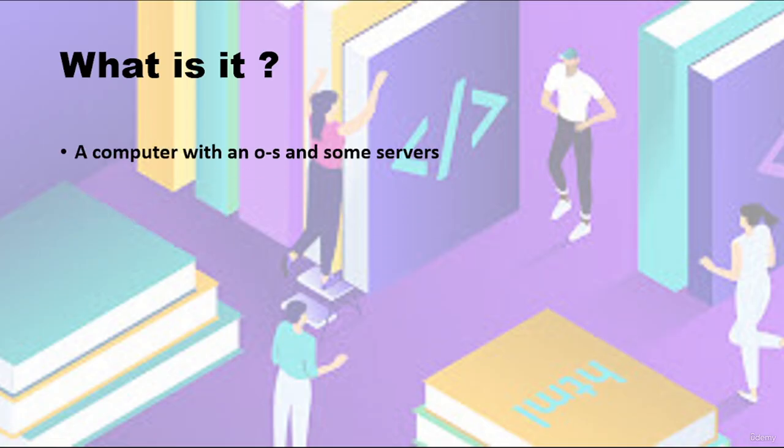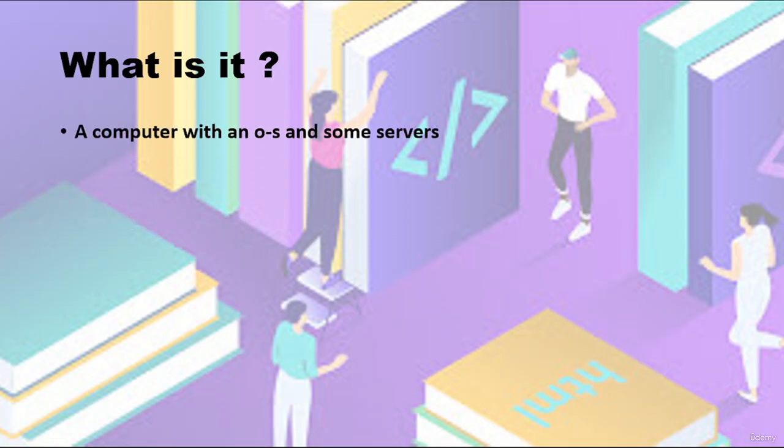So what is a website? A website is a computer with an operating system and some servers. It is basically a computer that has its own operating system. Maybe it's a Linux-based operating system, maybe a Windows-based one, but it has some servers like an Apache web server or a MySQL database, depending on what it's going to do.